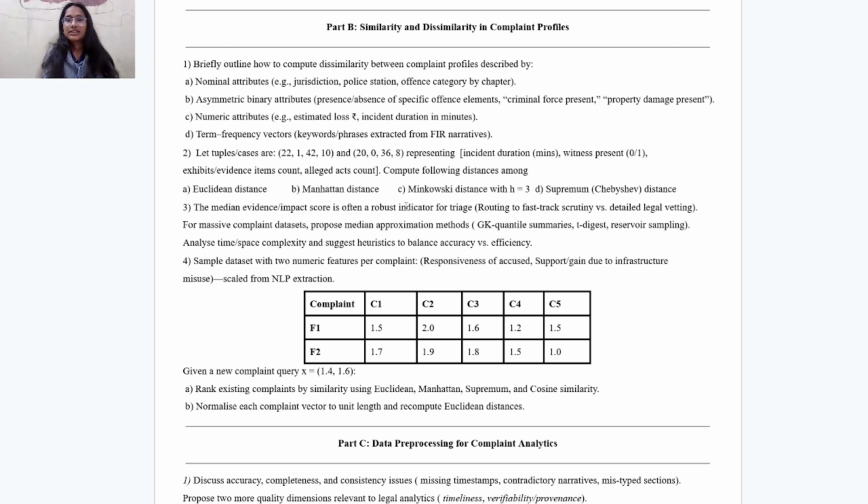In this video, we are discussing the next part of our data science question paper where we are going to discuss section B, which is focused on dissimilarity, distance measurement techniques and similarity rankings. So we will go through four important as well as impactful theoretical questions where the first question is how different attribute types affect dissimilarity, how to calculate multiple distance metrics, how to approximate median efficiency and how to compute similarity ranking in multidimensional complaint data.